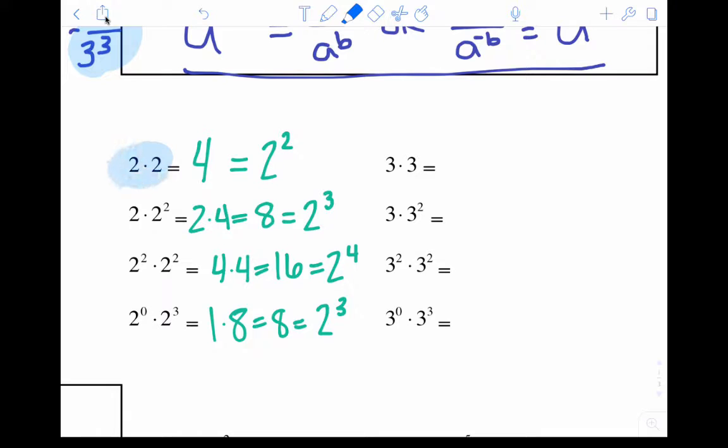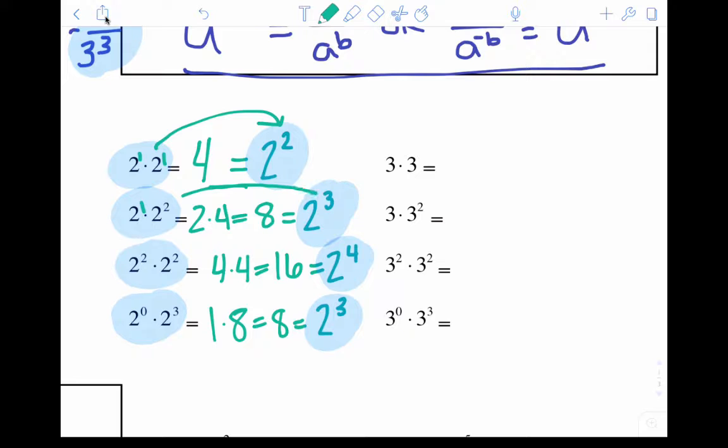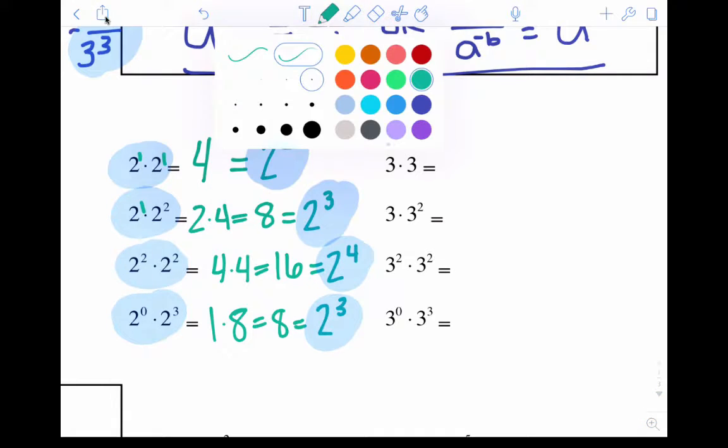If I study my original statement and then my final statement for each of these, I can notice that I take each of the exponents and I add them together to get my new exponent. So once again, I'm taking my original exponents and I'm adding them together to get my new exponent. Another way to see this is, let me switch colors.